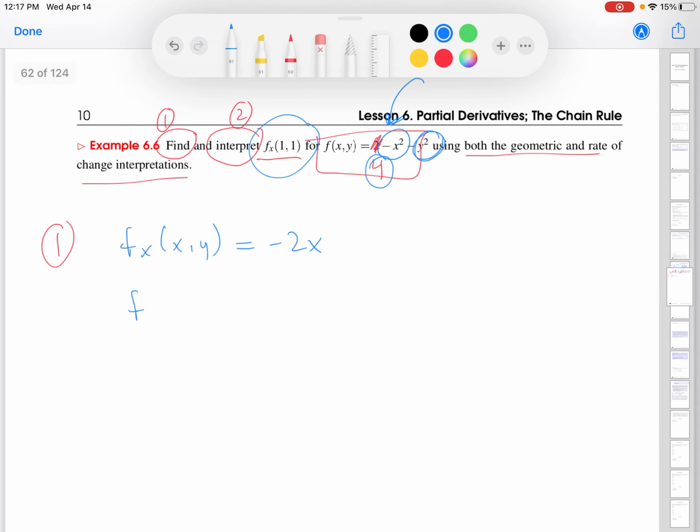Great, and then from there I substitute in the point 1, 1. There are no y values to substitute in for. X is 1, so I get negative 2. So this is fx at 1, 1.